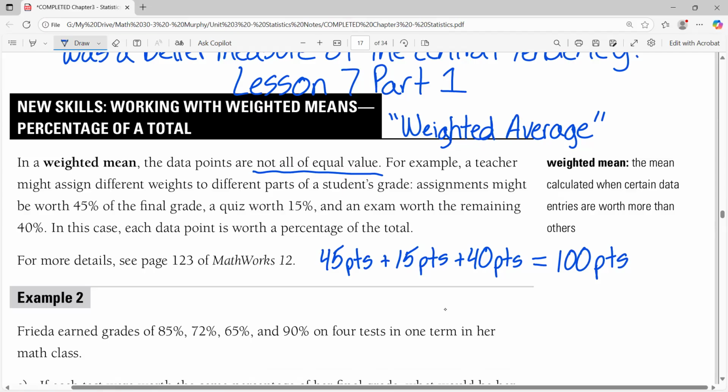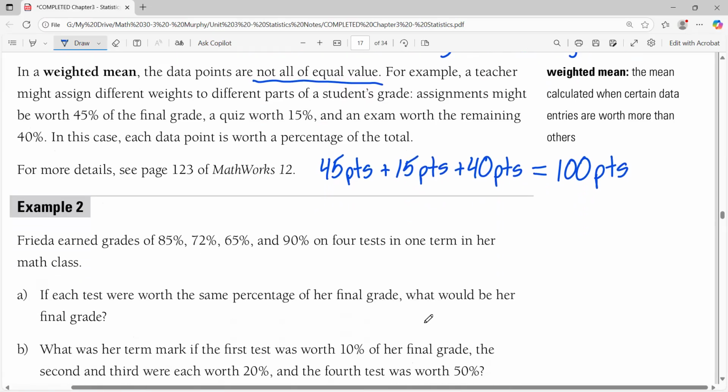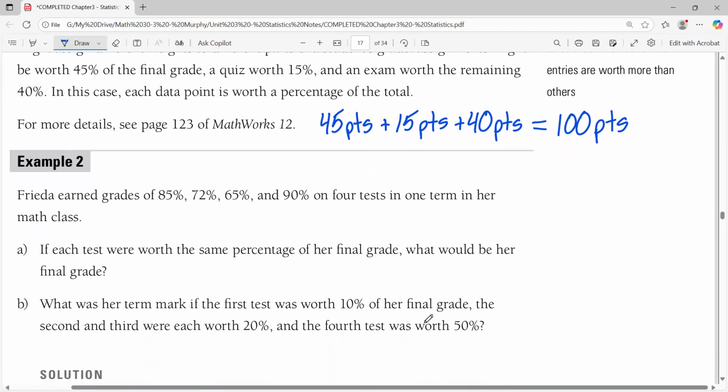And then once you get each of your numbers from what you've earned, so take what you get in the 45, 15, and 40 and add them up, that will be your final grade. So I always think of points. So I might do it a little bit differently than they explain in here.